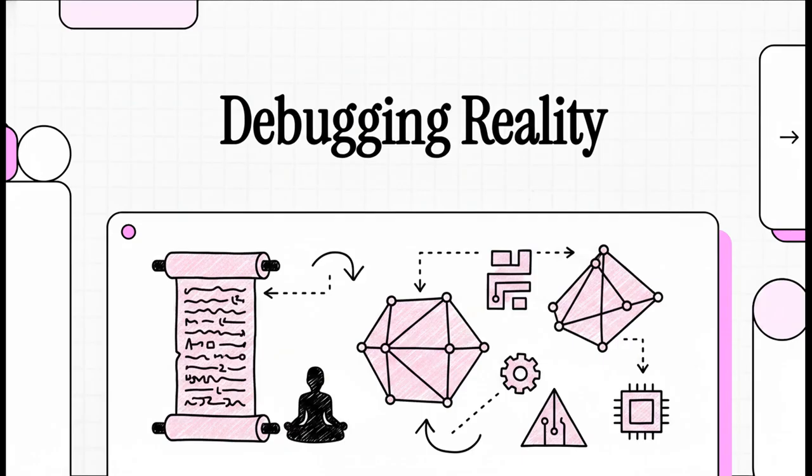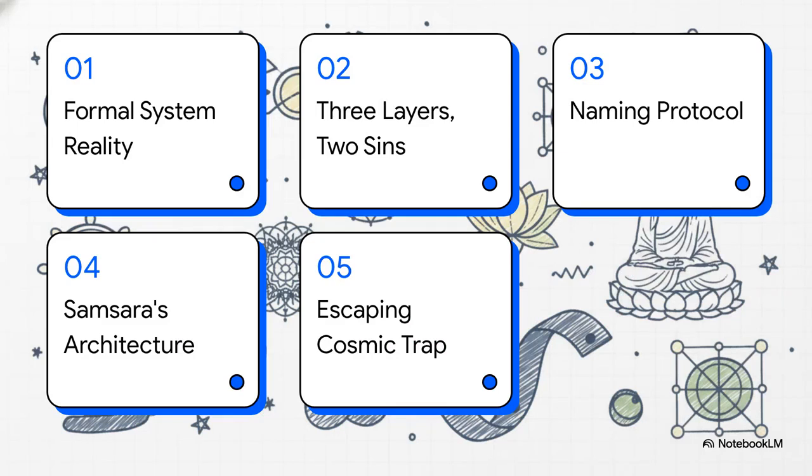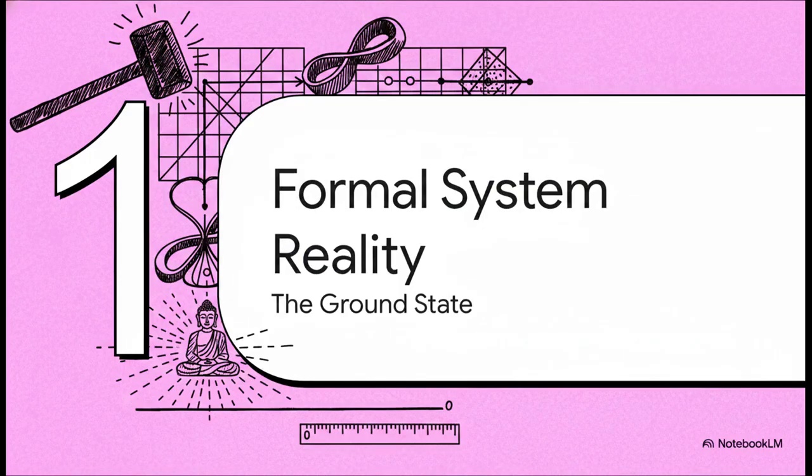How cool is that? Now, we definitely have an incredibly dense journey ahead of us. But don't worry, we're going to systematically break this down into 5 clear steps. First up, reality as a formal system. Second, 3 layers, 2 sins. Third, the ultimate naming protocol. Fourth, the architecture of samsara. And finally, escaping the cosmic trap. Let's dive right in. Part 1.